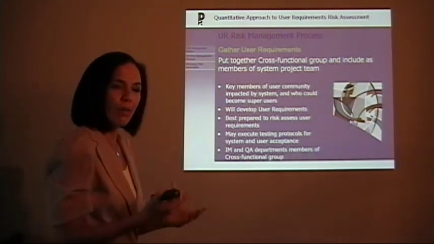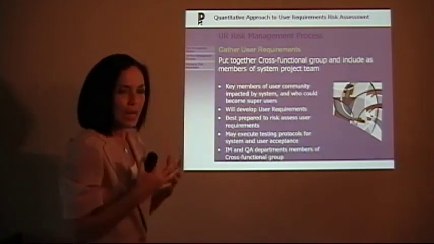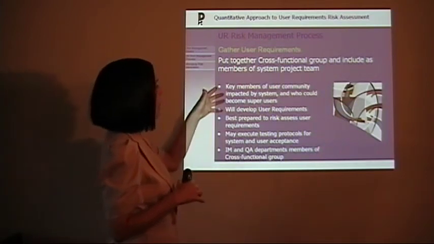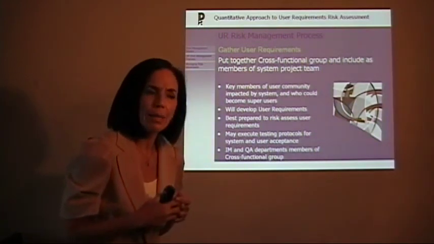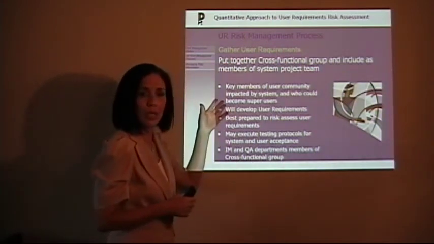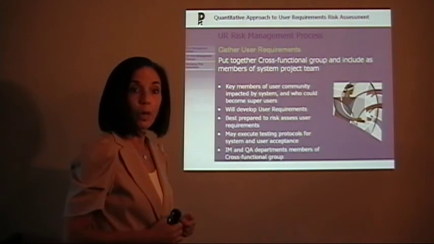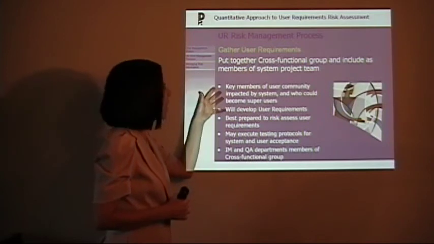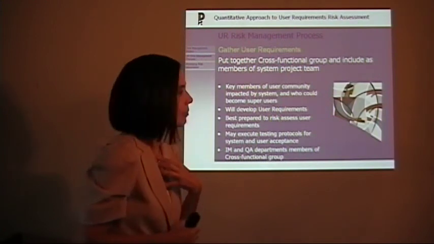Once we have put together our requirements, we need to identify who are going to be the people that are going to assess our requirements. And these should be key members of our user community. Your user requirements should not be risk assessed by the technical team, because they are not aware of how the business will use the system. They are aware of the functionalities and how they receive that information through user requirements, but only users can identify the risk of that requirement if it were to go wrong, how that impacts their business.